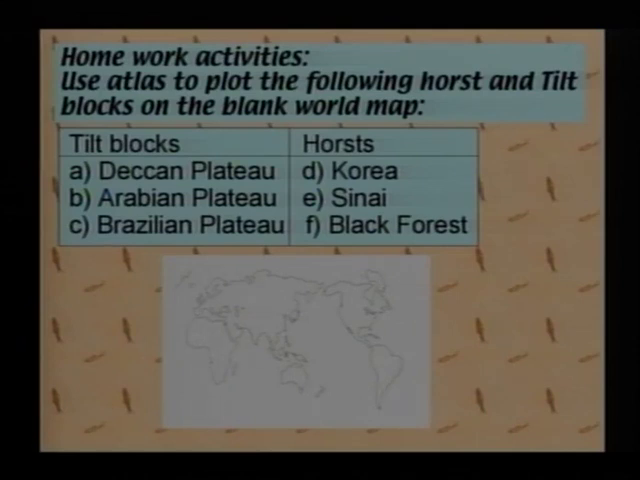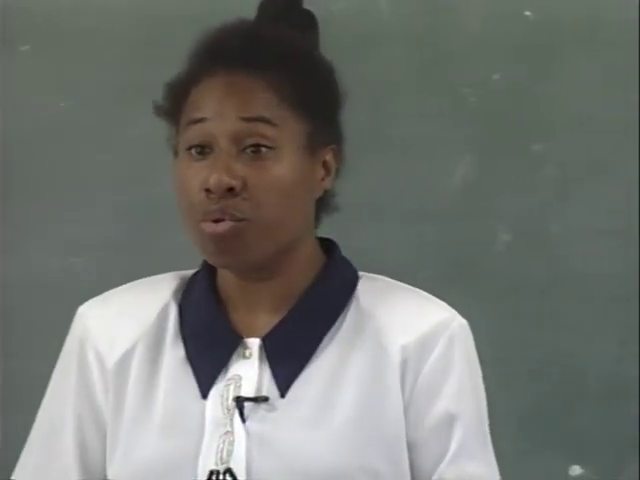Horst and tilt blocks. We found out that the main difference between horst and tilt blocks is that tilt blocks usually have only one pronounced scarp, whereas the horst has two pronounced scarps on that particular feature.